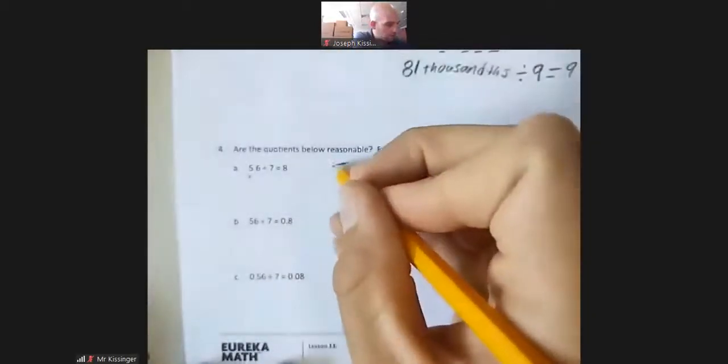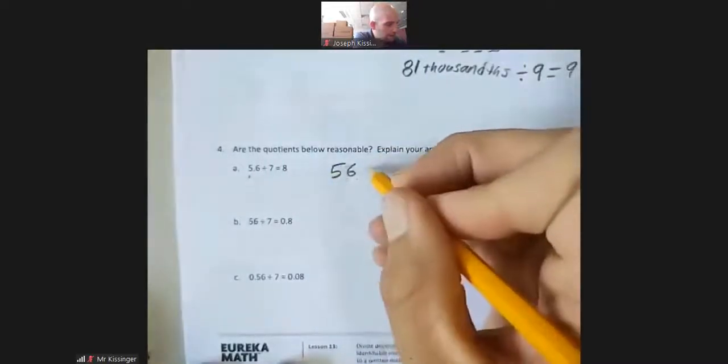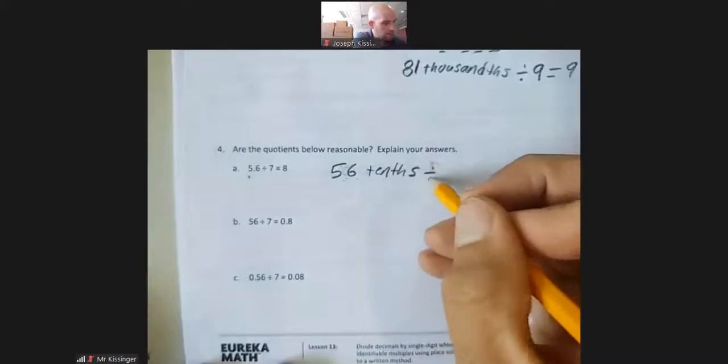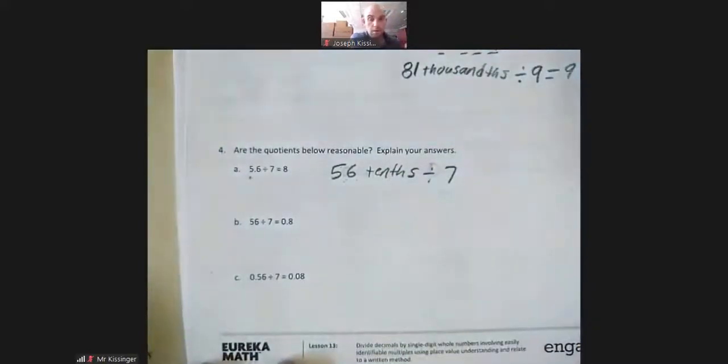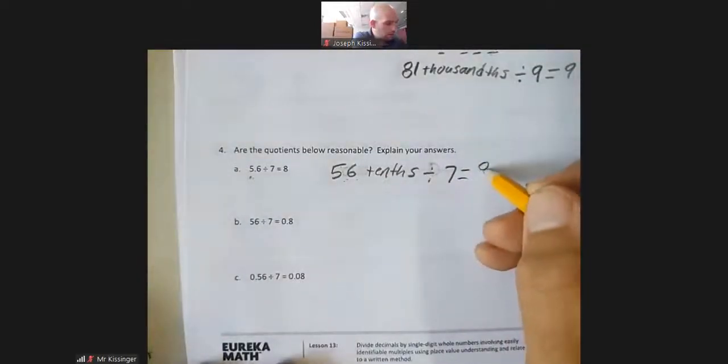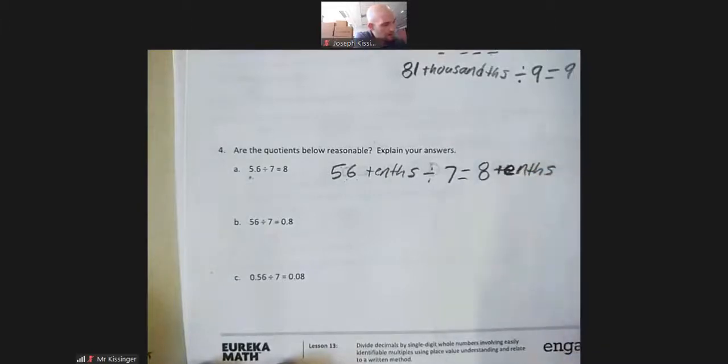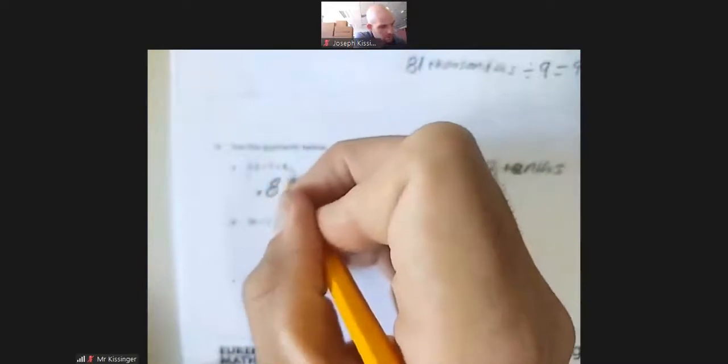So 5.6, let's change that to 56 tenths. Then we'll divide that by 7. 56 divided by 7 is 8. But we're not done yet, because we're working with tenths. So it's 8 tenths. And 8 tenths looks like this, which is not the same as that.